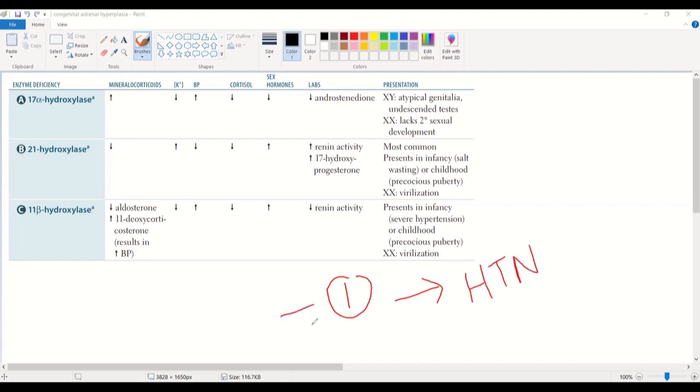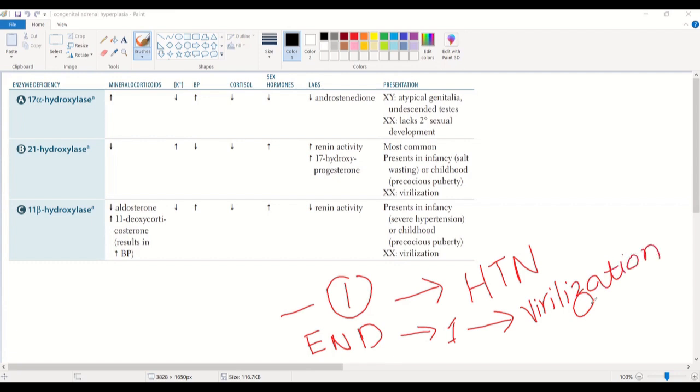If it ends at 1, it will lead to virilization. What is virilization? Virilization in female. Masculinization in female. Yes, absolutely right. So keep this general rule in mind.